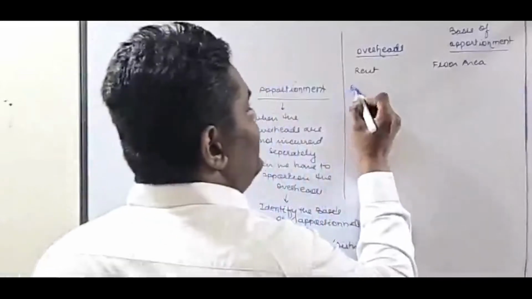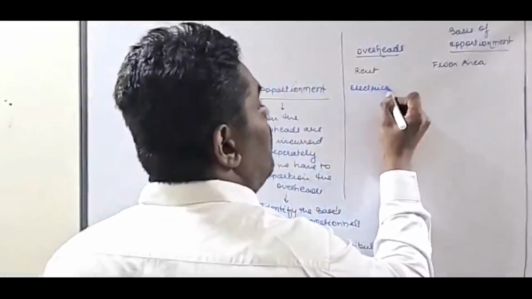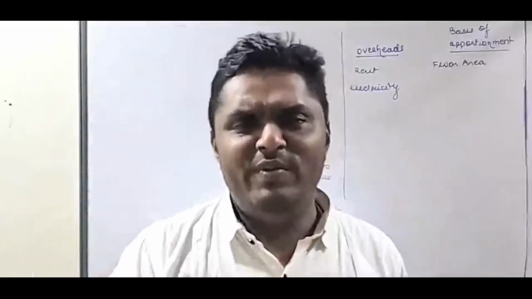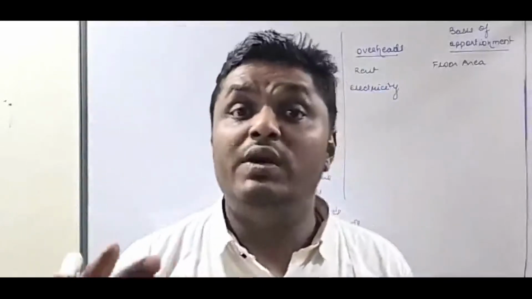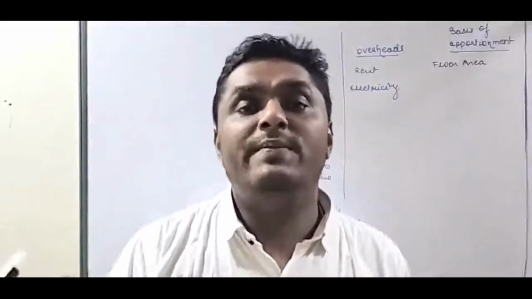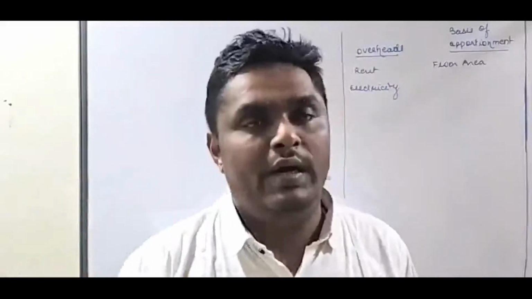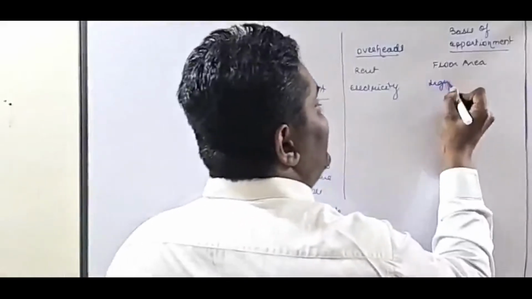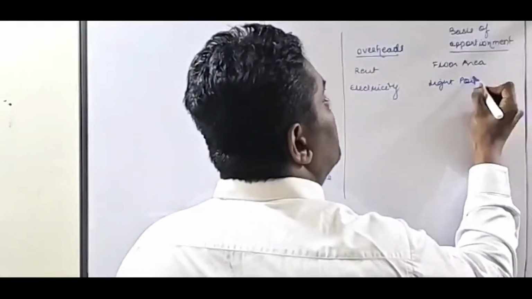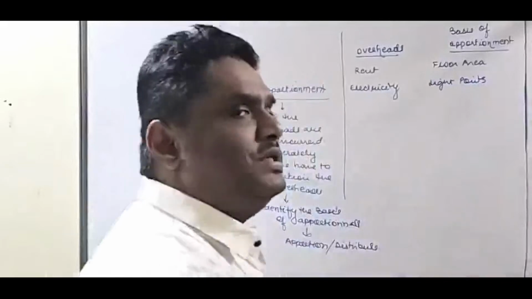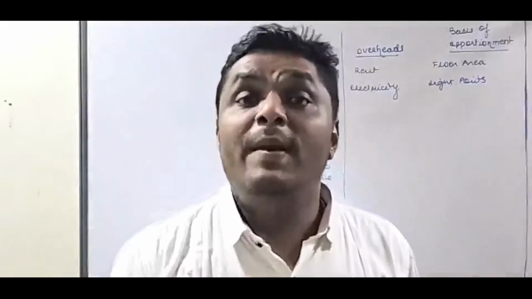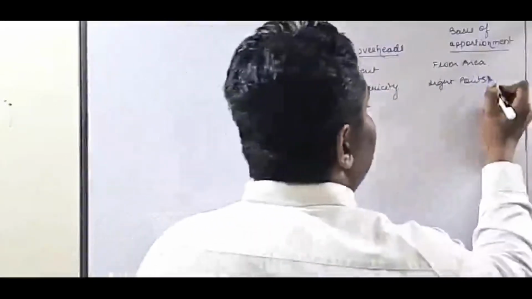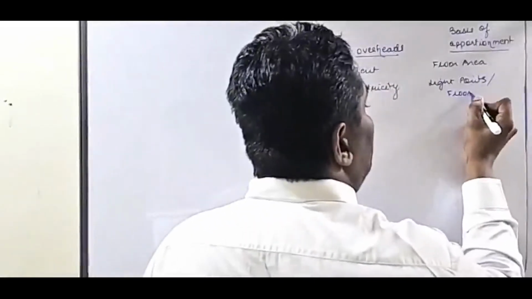So floor area will be given, then rent will be distributed in the ratio of floor area. Further, when we talk about electricity, see, electricity can be distributed. This information will always be given in the question, but yes, you need to identify what will be the basis of apportionment for a particular overhead. So when talking about electricity, if light points are given, then the best approach is to distribute in the ratio of light points. But if light points are not given, then we can distribute this in the ratio of floor area.